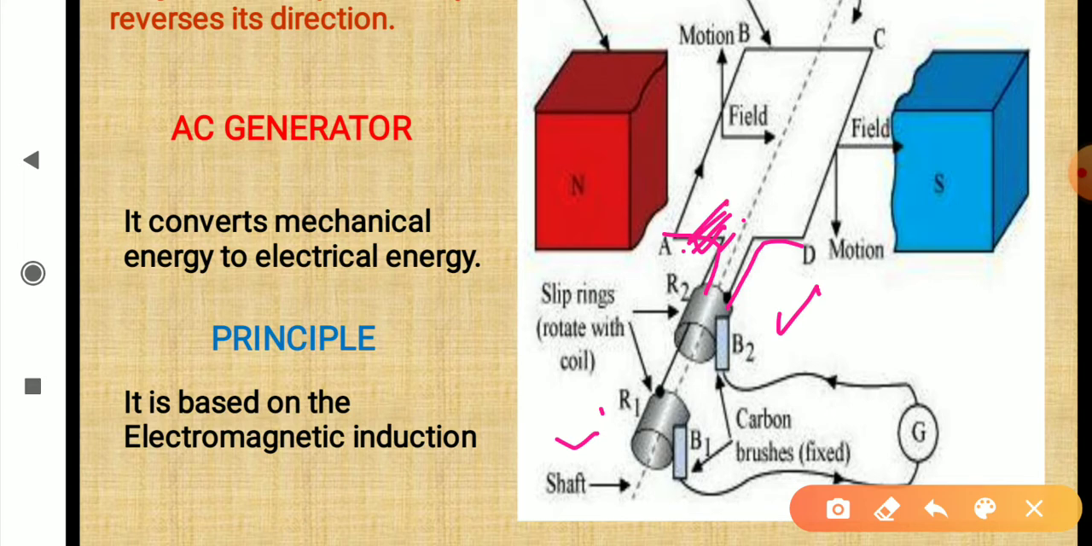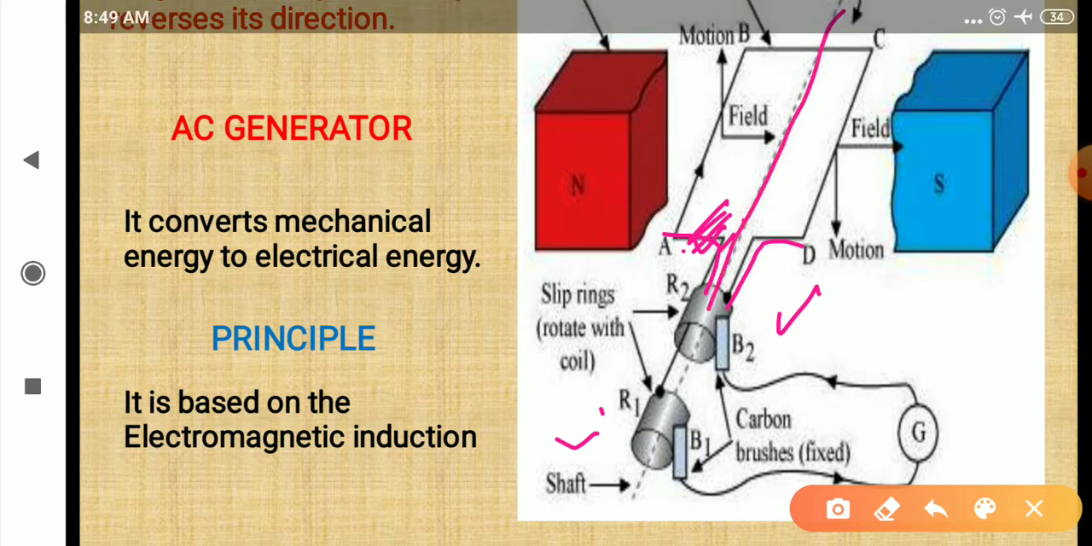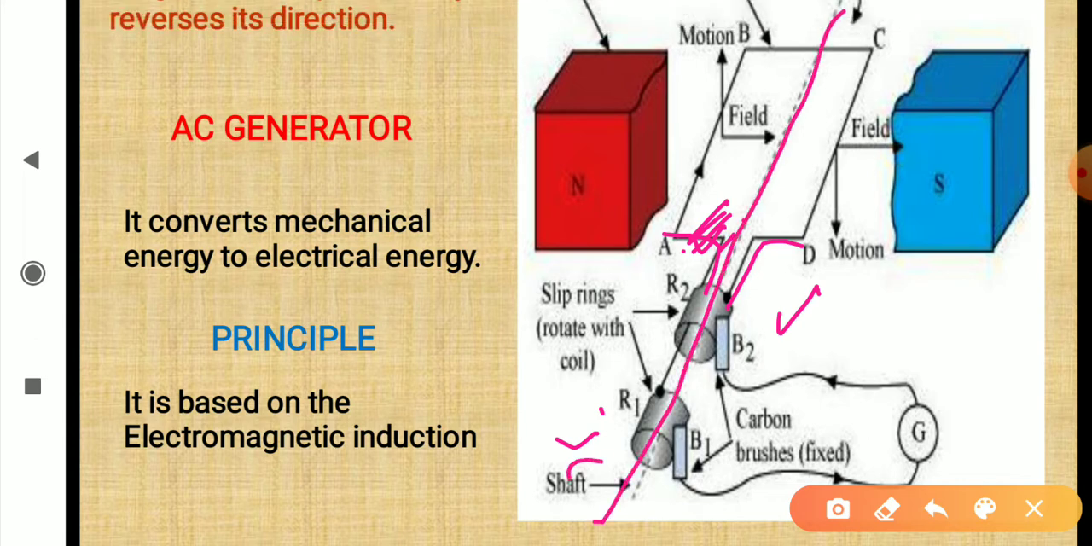Right? Now, the slip rings can also rotate with the armature. Here we have a shaft, as you can see, this is the axis, and about this axis this coil can be rotated like this, right? And we have these contact brushes B1 and B2. B1 and B2 are carbon brushes. They are fixed and they are continuously in contact with rings R1 and R2. These are metallic rings.